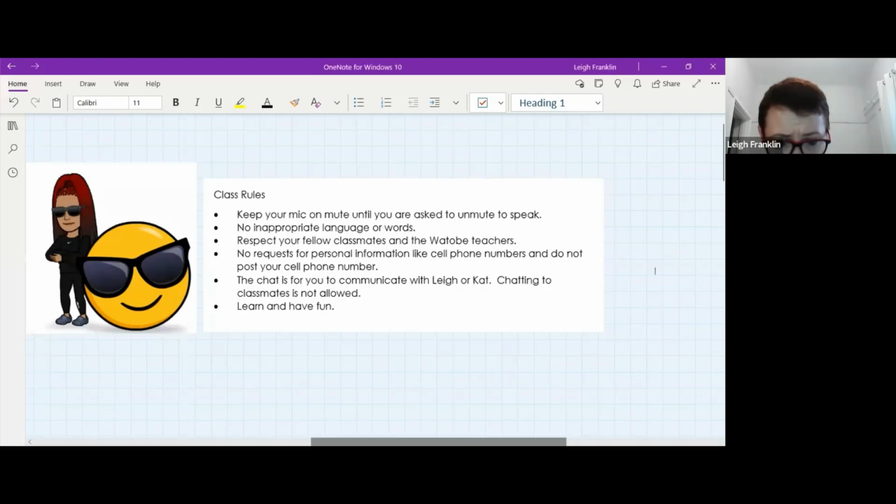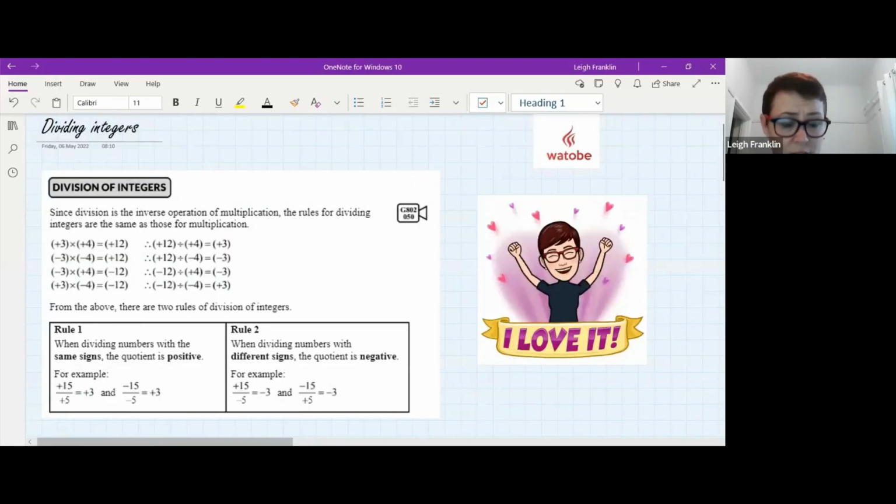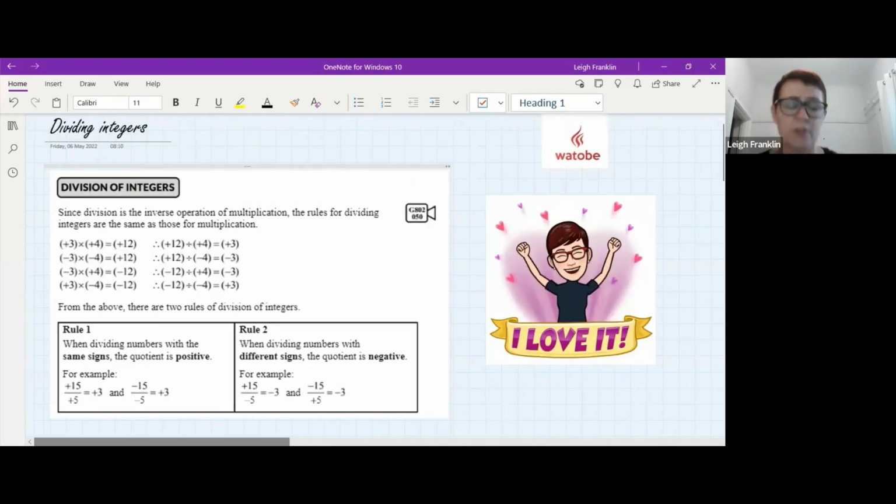Let's get started with our lesson. All right, so this is our last lesson on integers, isn't it? Because next week we're going to be talking about number patterns. And the last thing that we need to discuss is dividing integers. So we've done adding, subtracting, multiplying, and now we're going to talk about dividing.